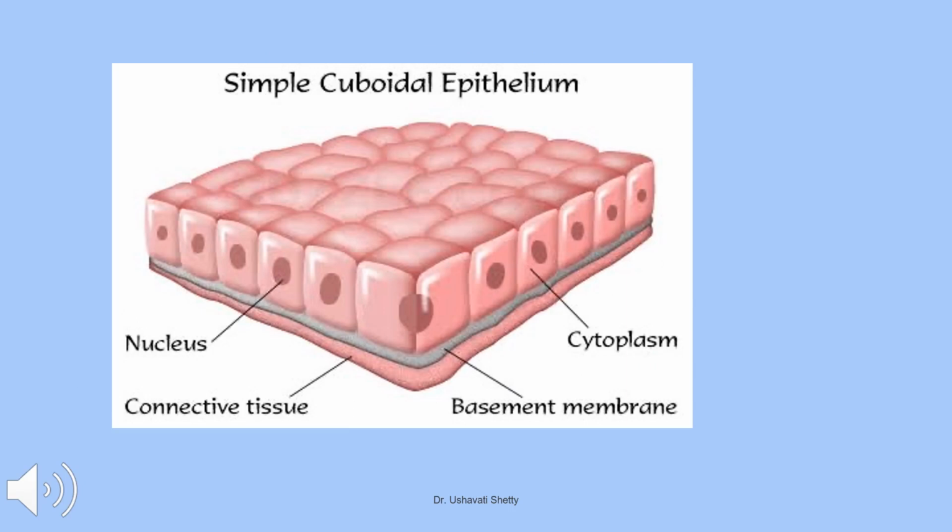Cuboidal epithelium. In this type of epithelium, cells are cube-like with a centrally placed nucleus. They would appear polygonal or hexagonal when you look at it from the surface. Location: this tissue is found in the kidney tubules, that is the nephron, lining of the sweat gland, pancreatic duct, etc. Function: it is a mechanical tissue that also helps in absorption, excretion, and secretion.